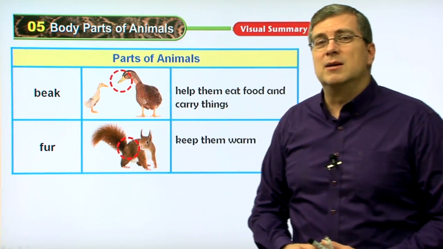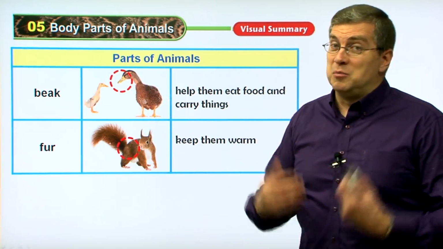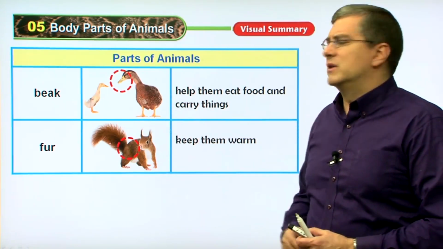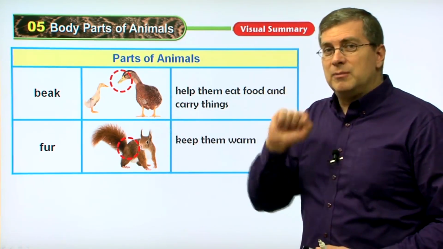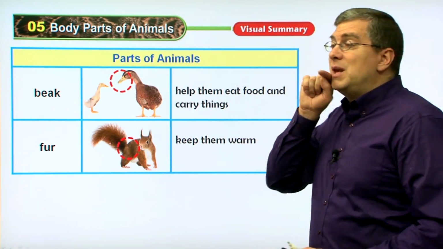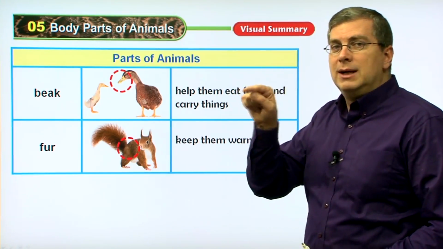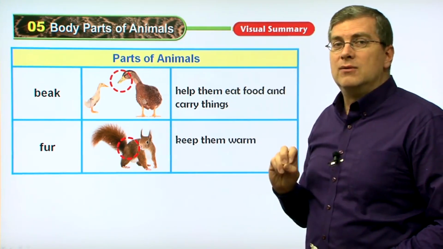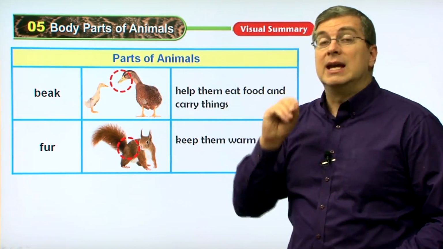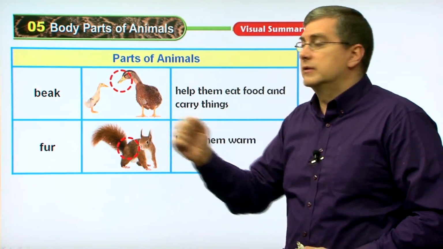But you only find a beak on birds. Dogs don't have beaks. People don't have beaks, right? Bears don't have beaks. Only birds have beaks. Of course, it helps them eat food. One bird, the woodpecker, uses its beak, tuck, tuck, tuck, tuck, on a tree, right? And it will make a hole, and it will get food out of the tree using its beak. And also birds carry things in their beak, right? They don't have hands, so they use their beak to carry things.